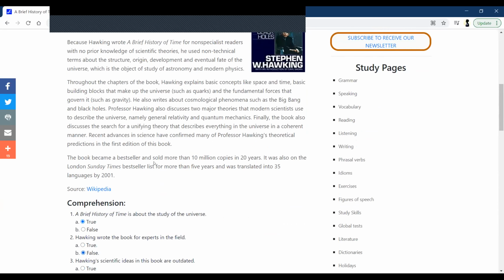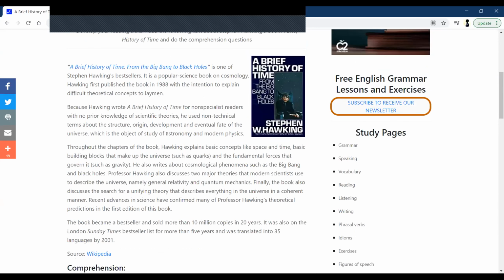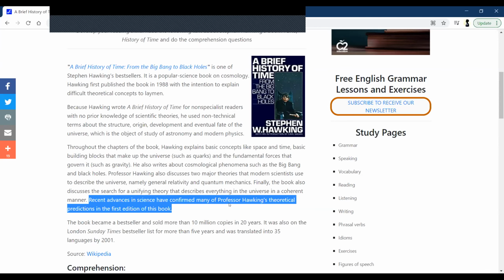Okay. Hawking's scientific ideas in the book are outdated. I'll give you time, you can pause the video and look again. And so I think, okay, if you see on the third paragraph, the last sentence, it says recent advances in science have confirmed many of Professor Hawking's theoretical predictions in the first edition of the book. So that's basically saying that recently, a lot of studies show that Stephen Hawking was right. And so that means it's not outdated. So the answer would be false for number 3.